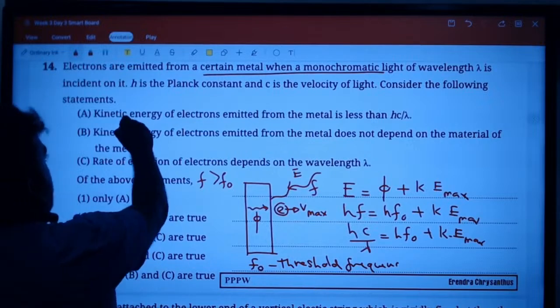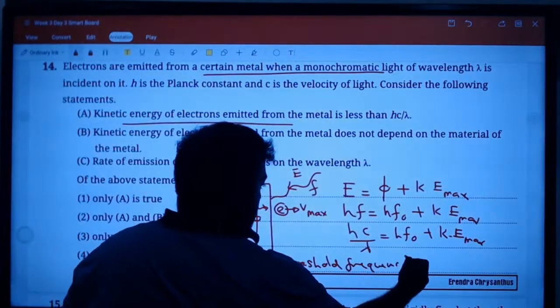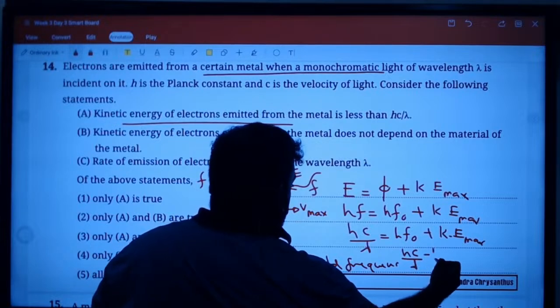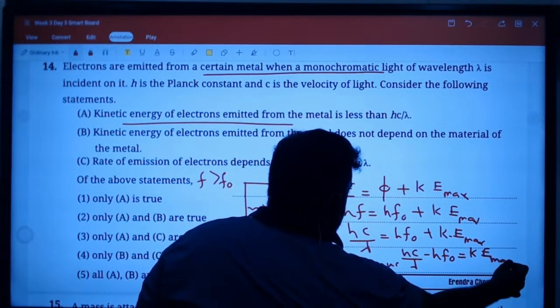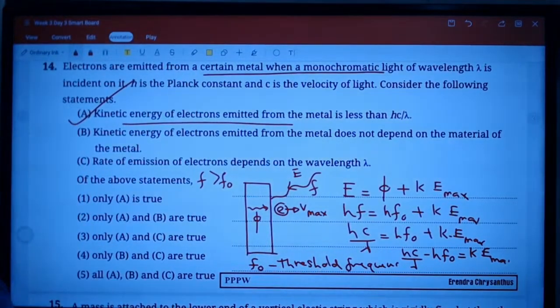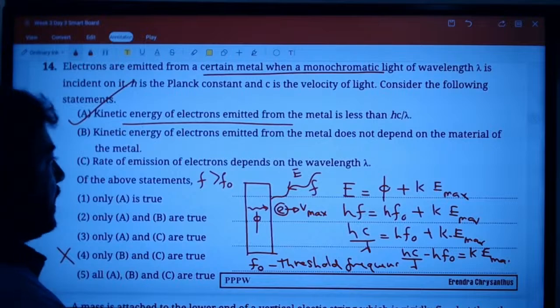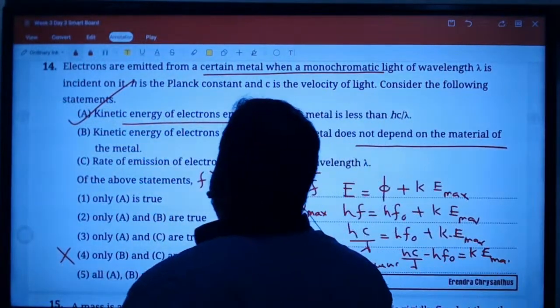Question: kinetic energy emitted is less than hc over lambda. Yes, no? hc over lambda minus hf naught, that is KE max. So kinetic energy is less than this. So A is correct. B wrong. Kinetic energy of the electrons emitted from the metal does not depend on the material of the metal. Be careful.